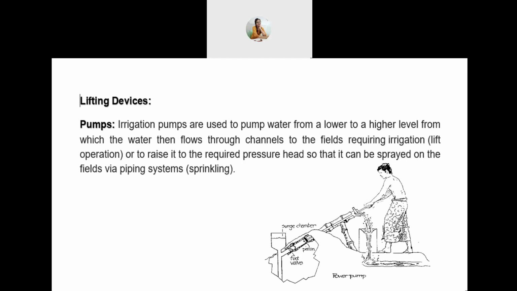Next, lifting devices. The first one we know commonly as pumps. So irrigation pumps are used to pump water from a lower to a higher level, from which the water then flows through channels to the fields requiring irrigation, or to raise it to the required pressure head so that it can be sprayed on the fields via piping systems or sprinkling.